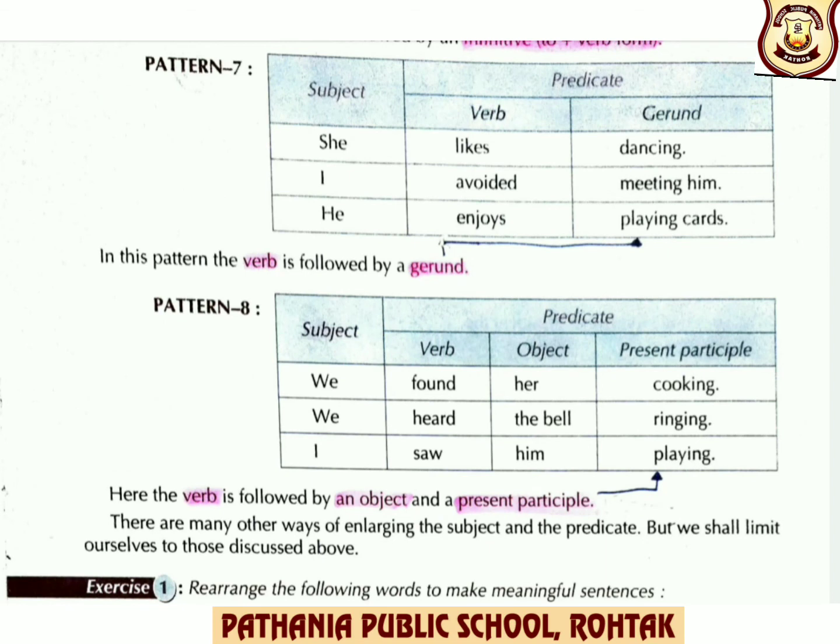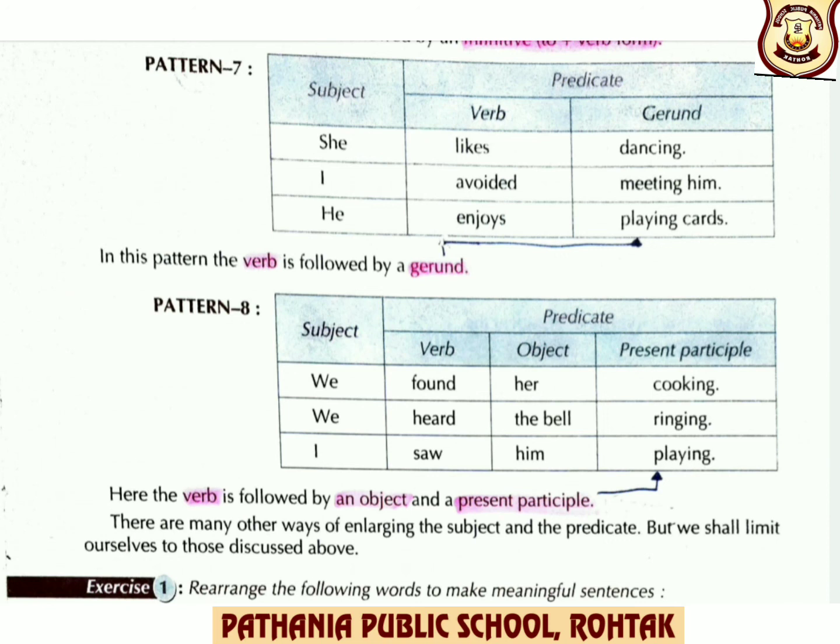Now pattern 7 describes that we can enlarge predicate by using verb plus gerund. Look at the example, children. She likes dancing. She subject, verb likes, gerund dancing, that is V1 plus ing, which acts as a noun in a sentence.